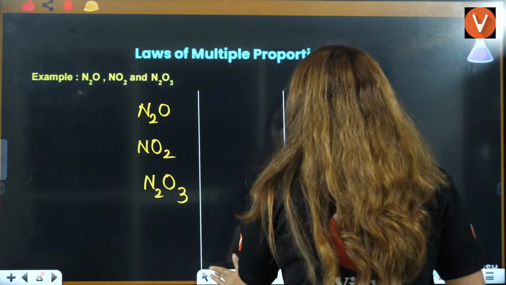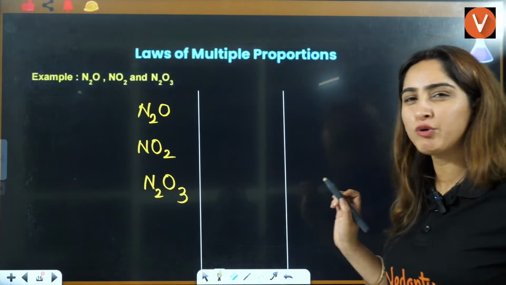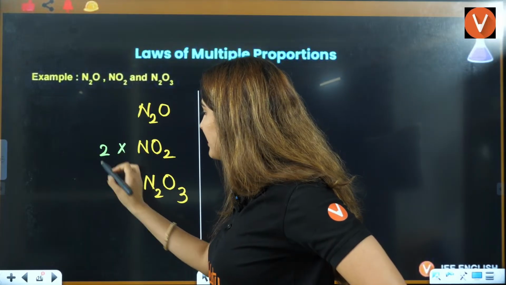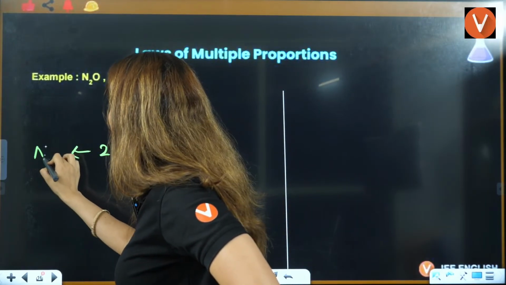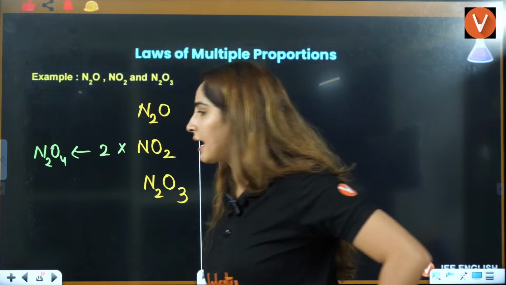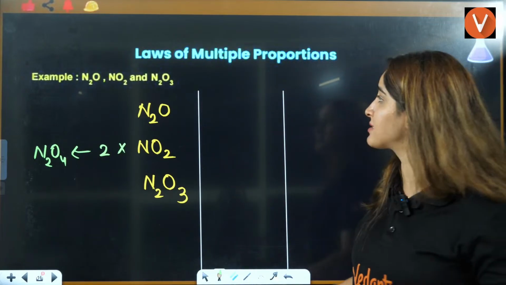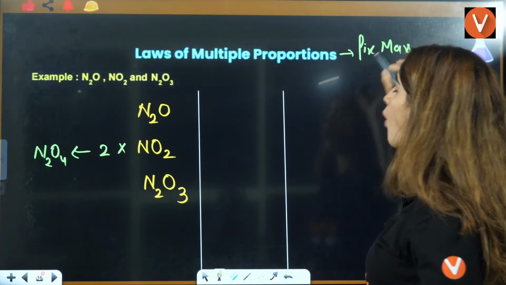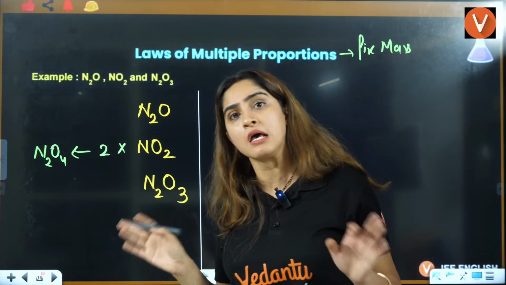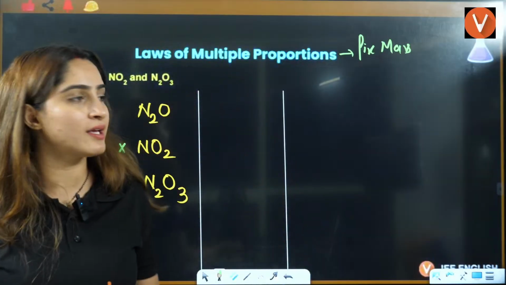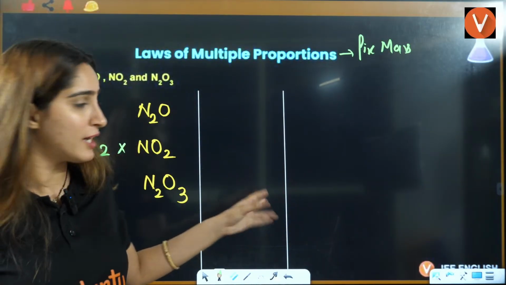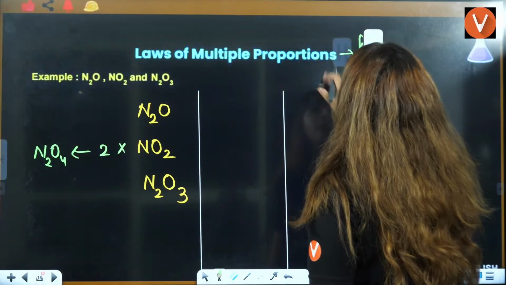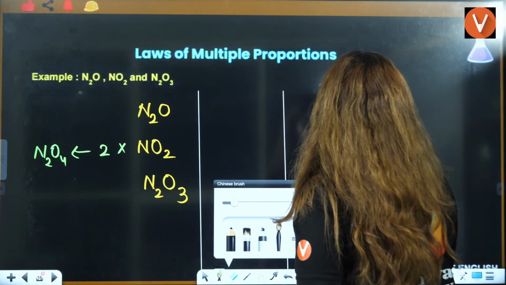So we have N2O, NO2, N2O3. Which mass is easy to fix? I think nitrogen is easy to fix. I can multiply it by 2, and I get here N2O4, because I need to fix it. It's not like someone will always tell me which mass to fix. It's your choice. I am thinking that nitrogen is easy to fix, because oxygen is varying a lot. So that's why I'm fixing the mass of nitrogen here.